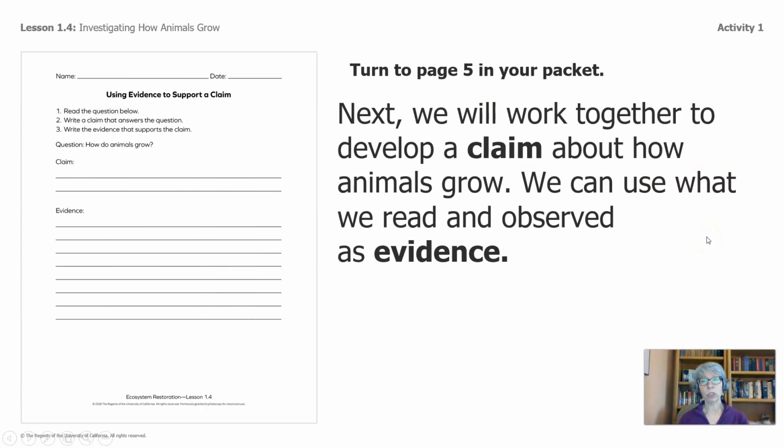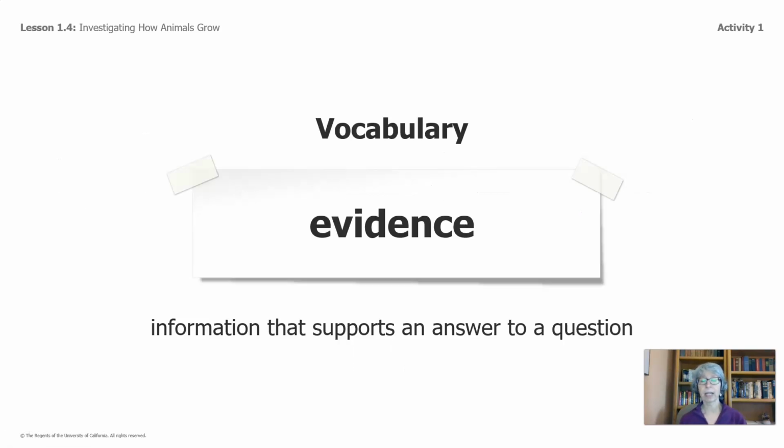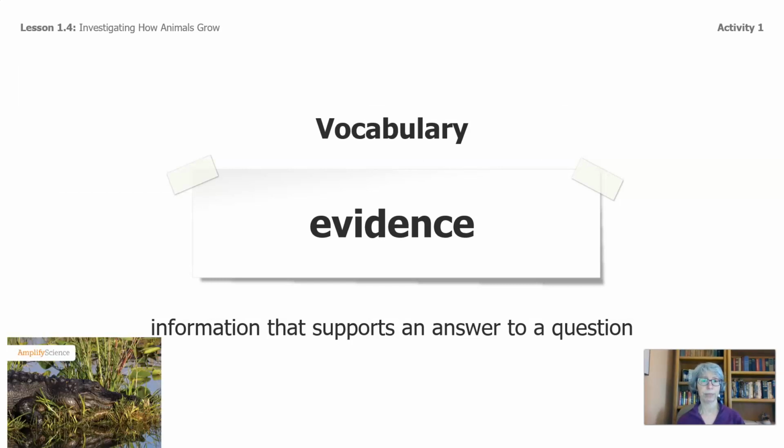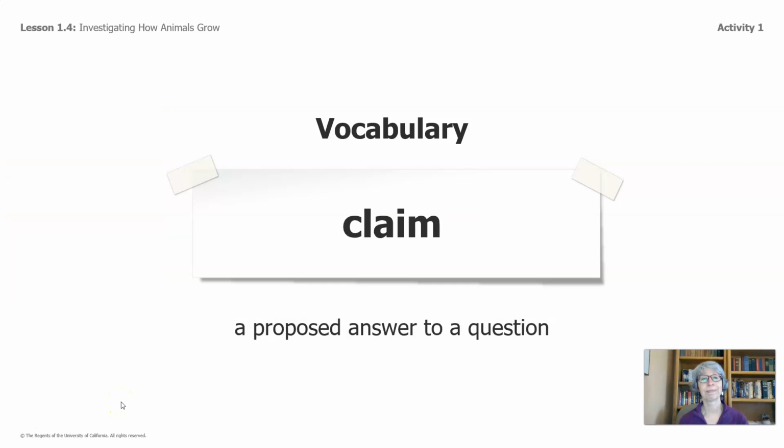If you have your packet, we'll start on page 5. We'll work together to develop a claim about how animals grow, and we can use what we read and observed as evidence. Hold on a second. We've got a couple words here that I think need explaining. What do you think? Let's start with evidence. Information that supports an answer to a question. We read this book to gather evidence on how animals grow. A claim is a proposed answer to a question.